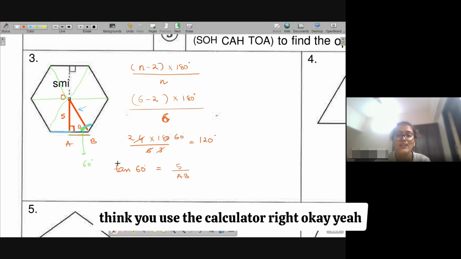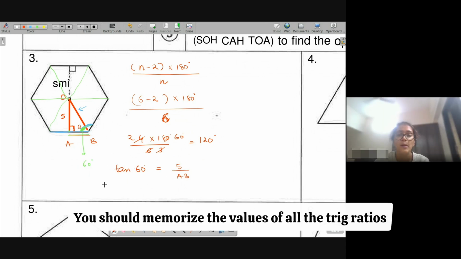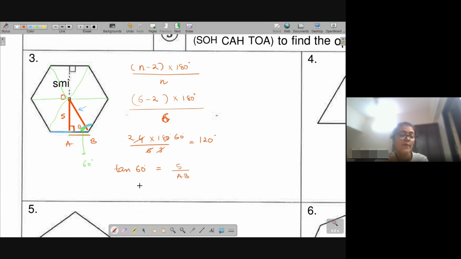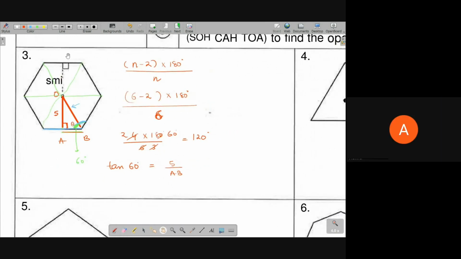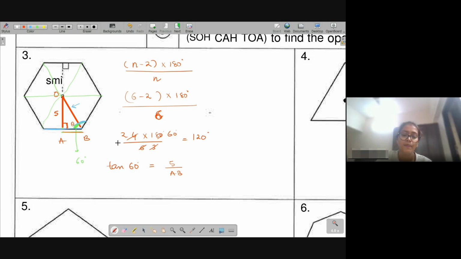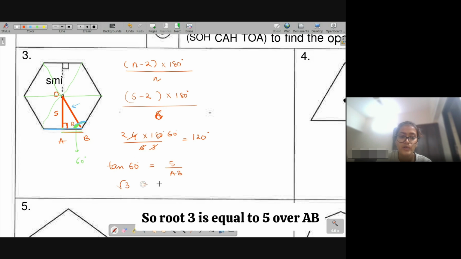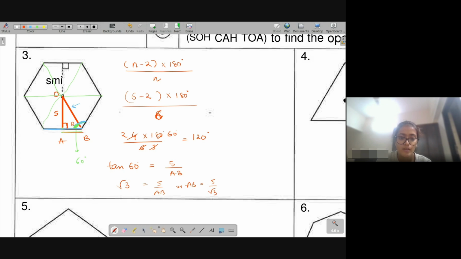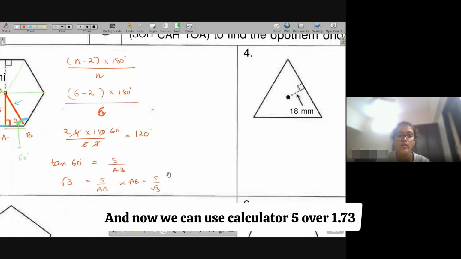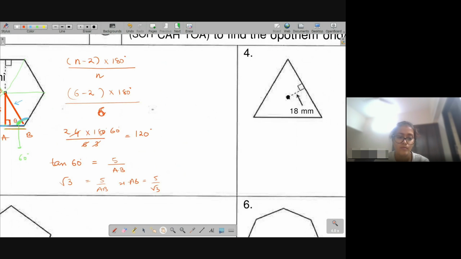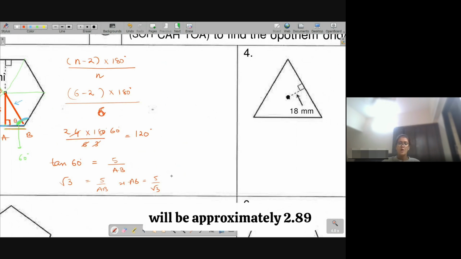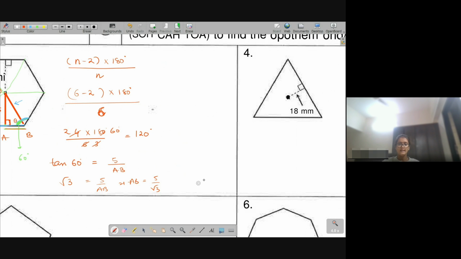I think you used the calculator, right? You should memorize the values of all the trig ratios for the standard angles. Tangent of 60 degrees is root 3. So root 3 is equal to 5 over AB, so AB is equal to 5 over root 3. Now we can use the calculator: 5 over 1.73 is approximately 2.89.